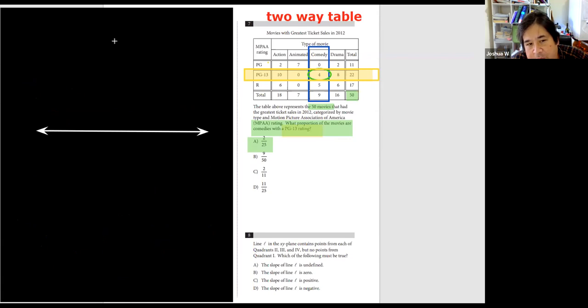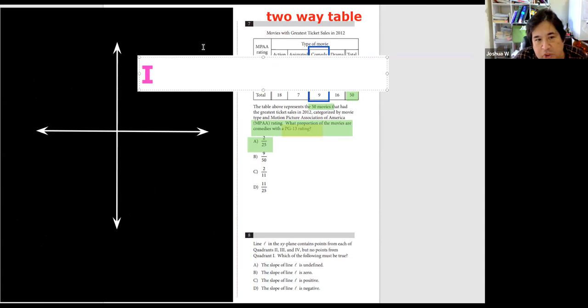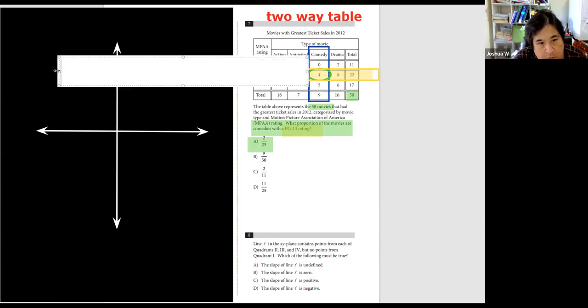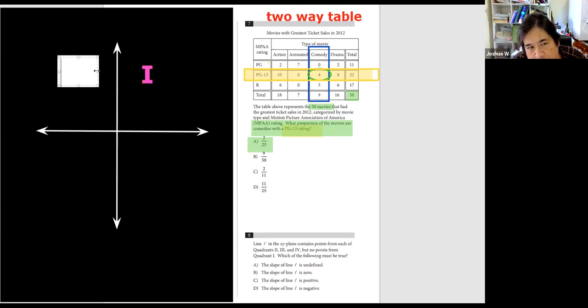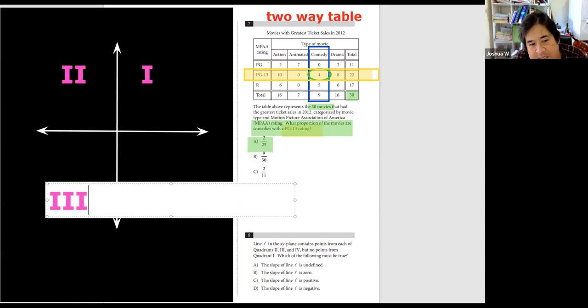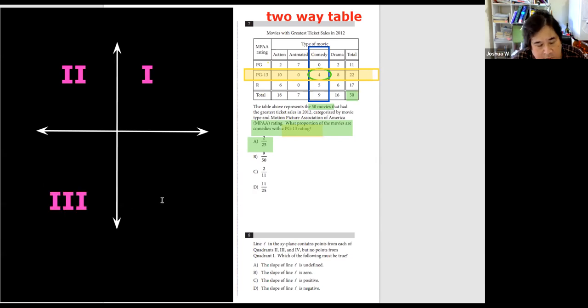If I put down the Cartesian plane, where's quadrant 1, Brianna? Top right corner. Where's quadrant 2? Do you remember how to number them? Left corner. Right, we're going around counterclockwise. What about quadrant 3? Bottom left, right, because negative, negative, and then quadrant 4, the last one.